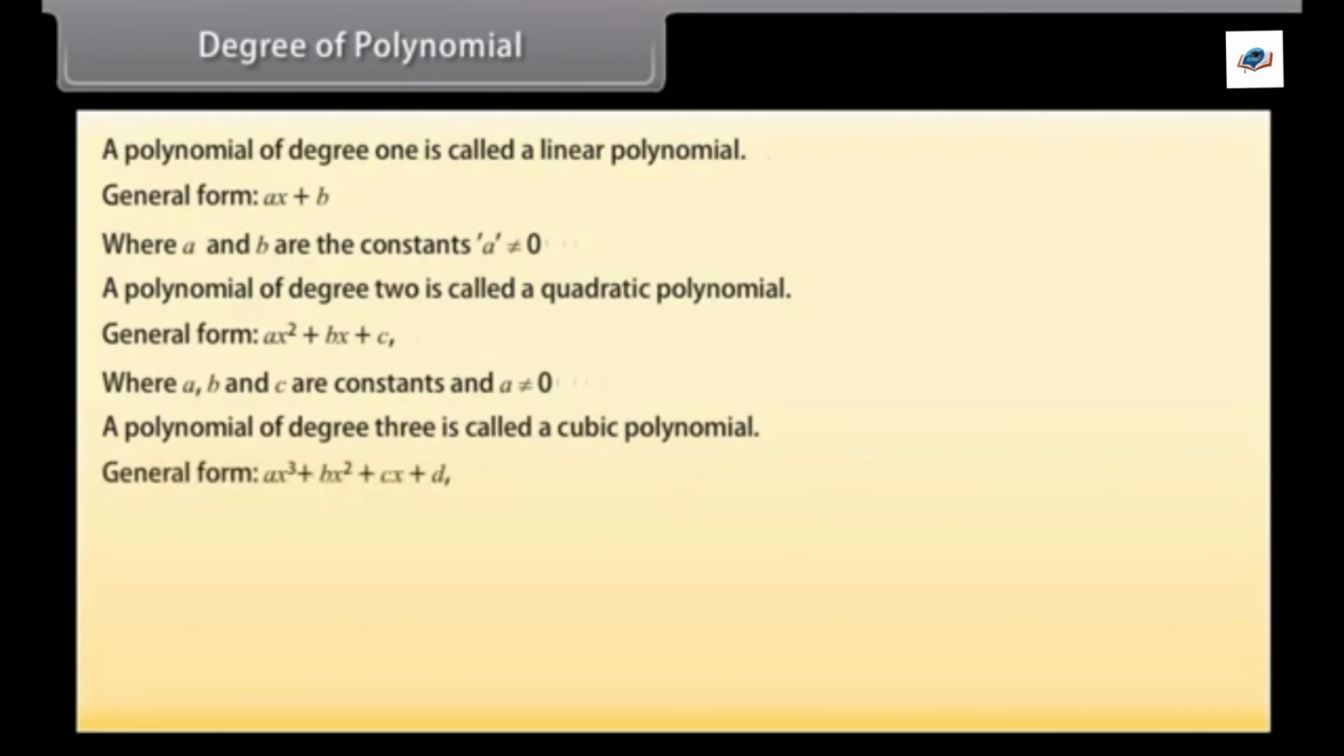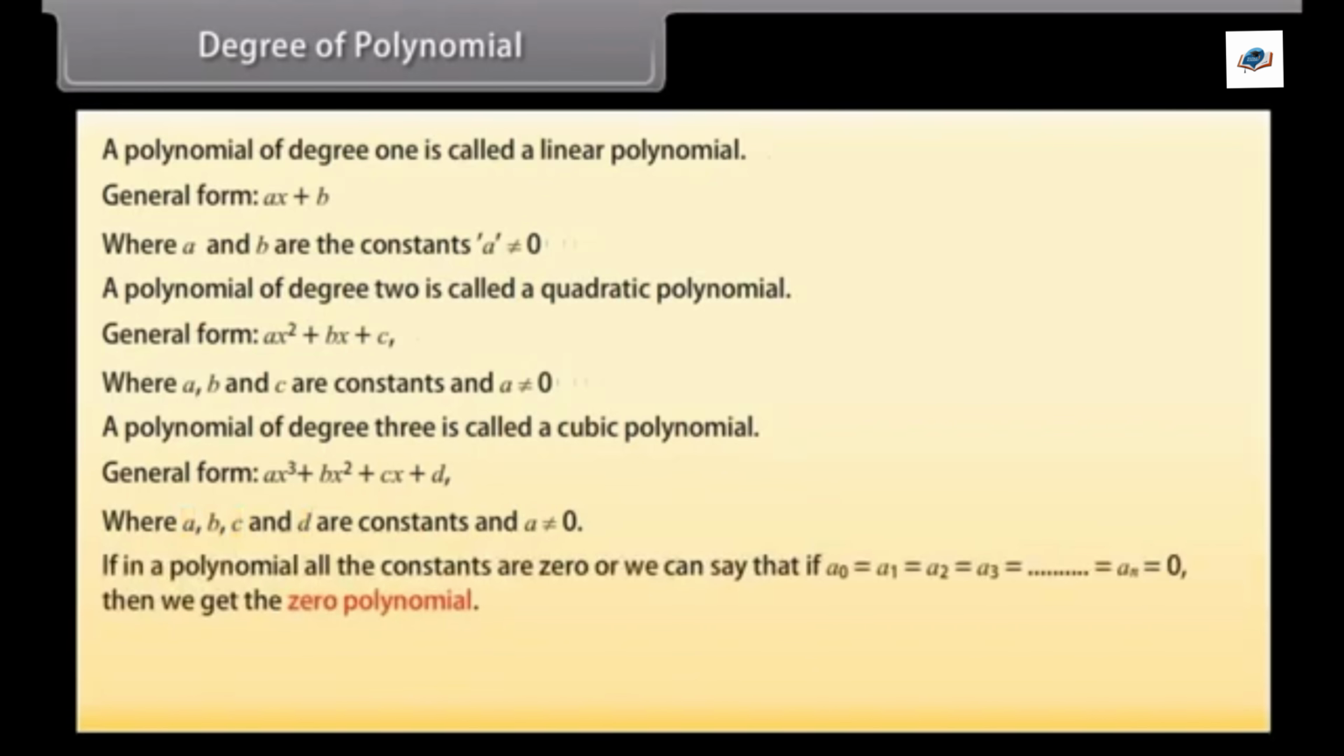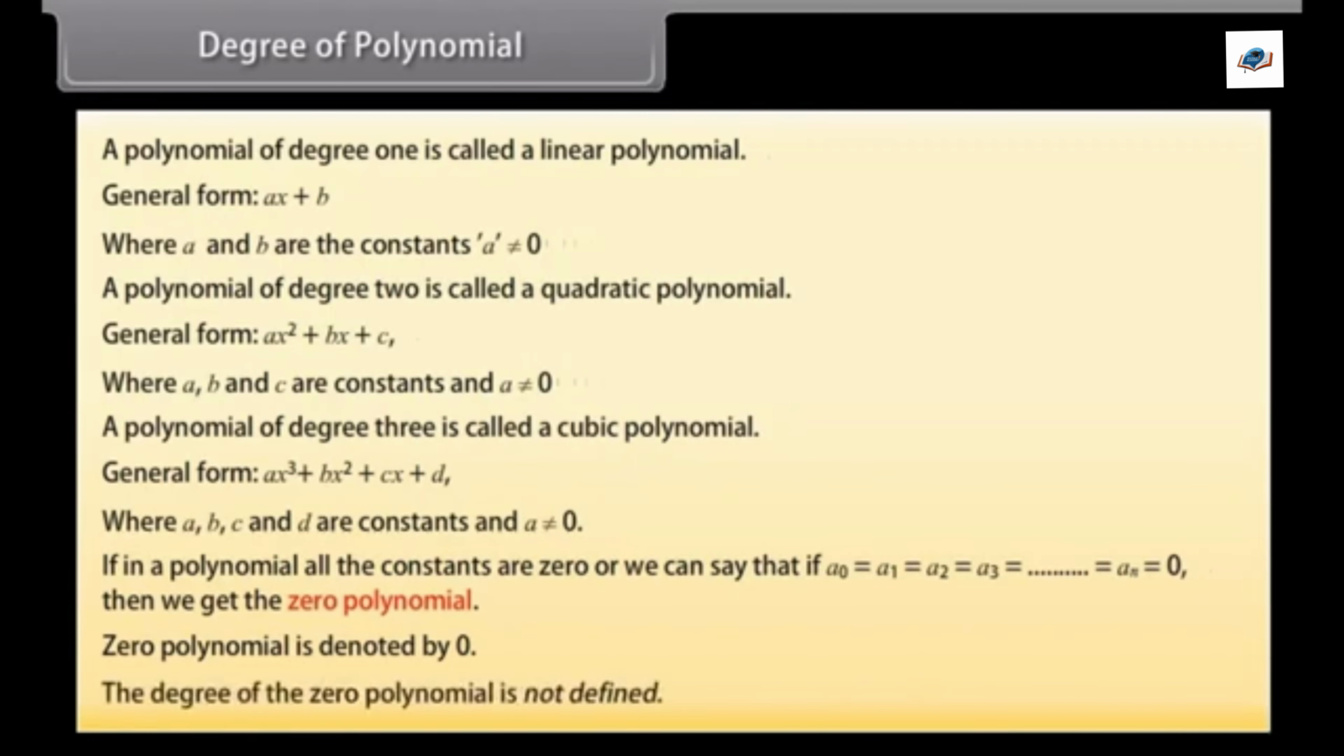Its general form is ax raised to the power 3 plus bx raised to the power 2 plus cx plus d, where a, b, c and d are constants and a is not equal to 0. If in a polynomial all the constants are 0, or we can say that if a0 is equal to a1, is equal to a2, is equal to a3, is equal to so on, is equal to an, is equal to 0, then we get the 0 polynomial. 0 polynomial is denoted by 0. The degree of the 0 polynomial is not defined.